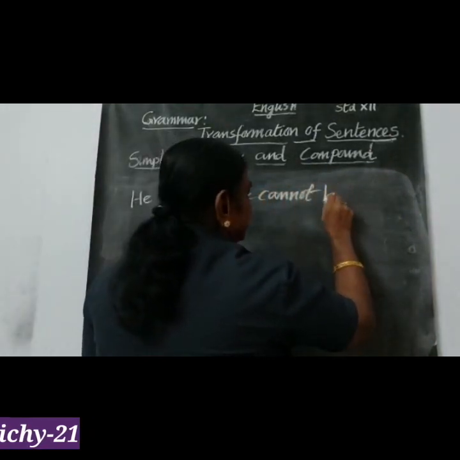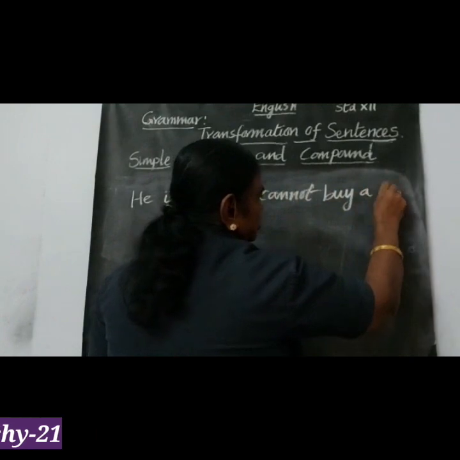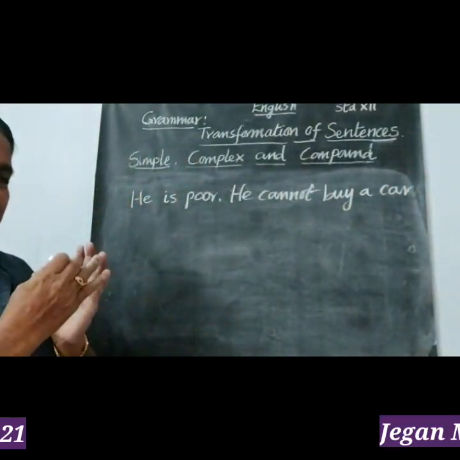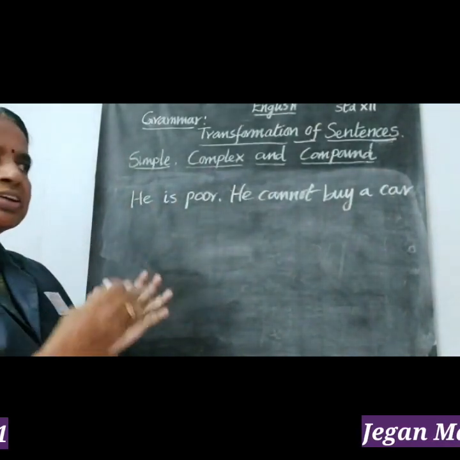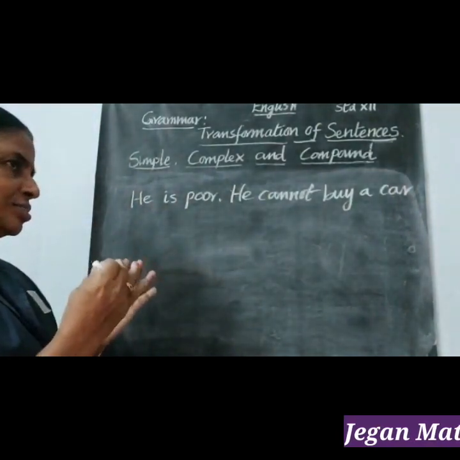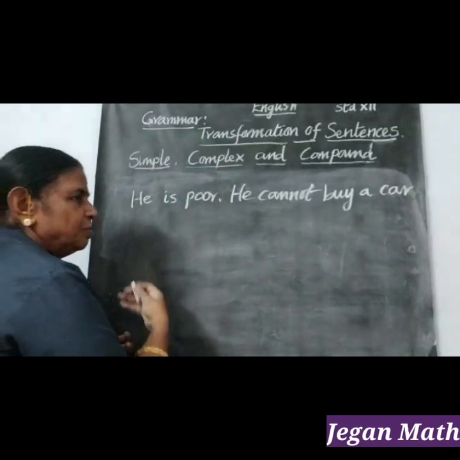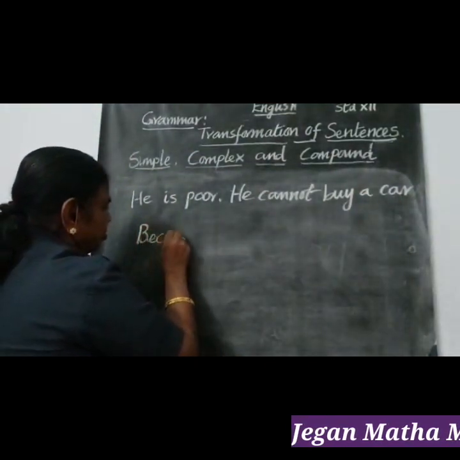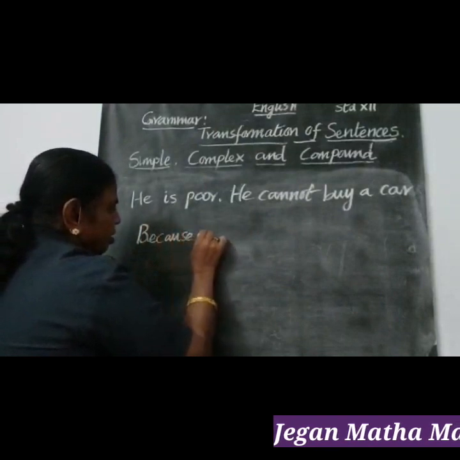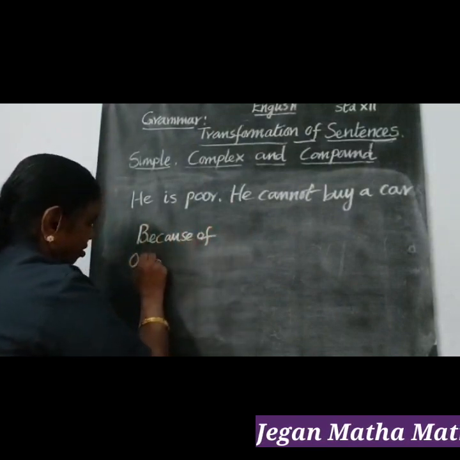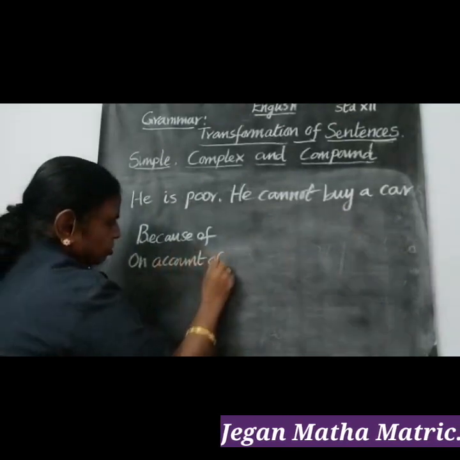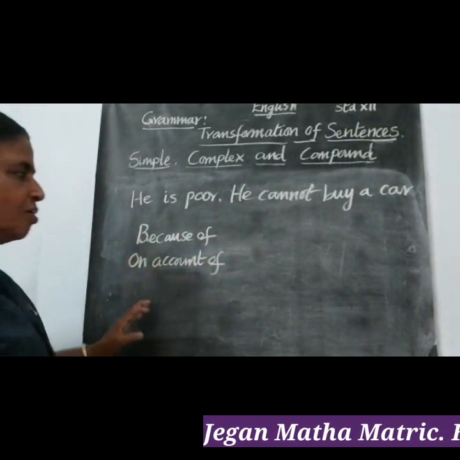Or he can't buy a car. So just think of these two different sentences. If I just want to combine them into a complex sentence, simple sentence or compound sentence, I can just go for something like this. You know, because of. Or you can write on account of. So because of or on account of.